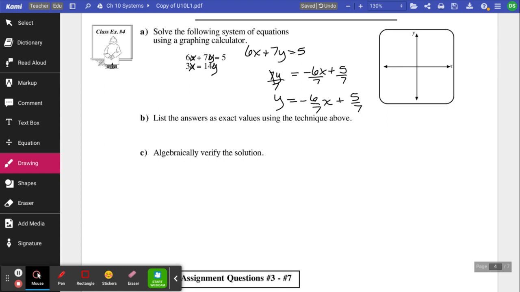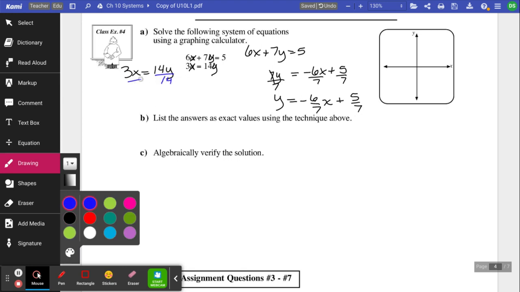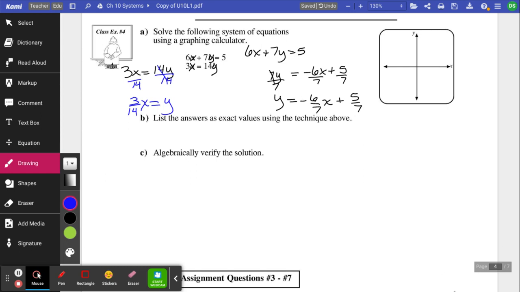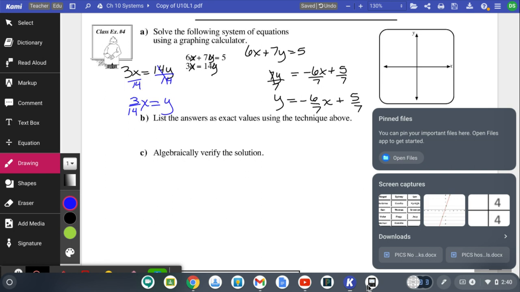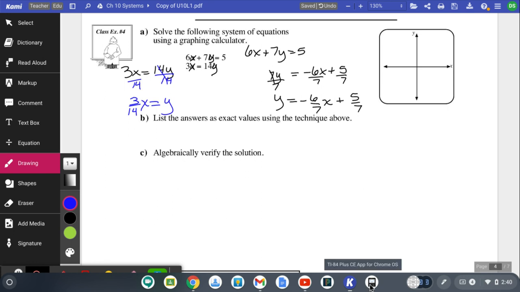I'm going to put that on a graphing calculator in just a second. My other equation, although it looks kind of messy there, is like this. I'm trying to solve for y. Okay. So y equals 3 over 14x. Let's go get our calculators and see if we can do it. Get your calculators out. Go into y equals. Start typing those in there. One in y1, one in y2.